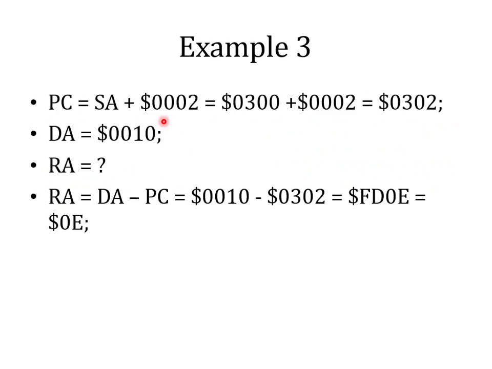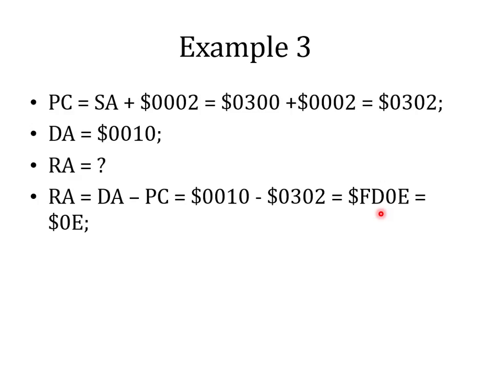So I can always calculate the relative address. I'm taking the PC from the source address, which is just adding a 2, which makes it 0302. Then I also know the destination address from the question, and I'm looking for the relative address. I know the formula. I plugged it in and did the subtraction, and I got an answer which is FD0E.